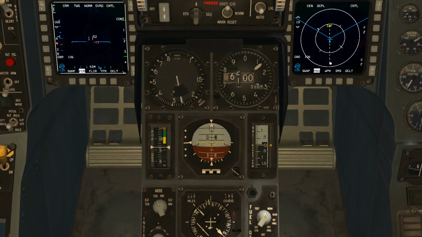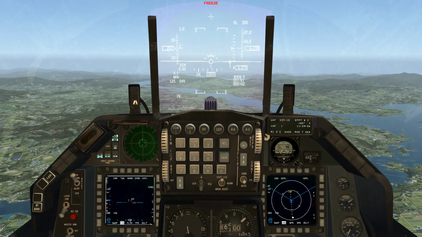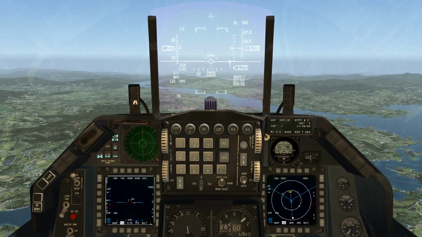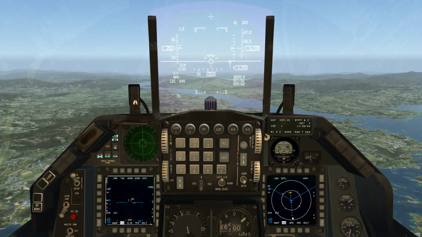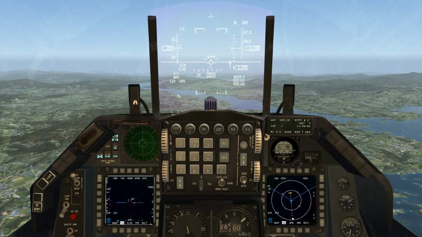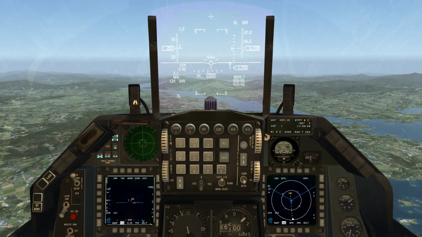Okay, let's see, where are we? We are at 9 miles. We're coming up on 10 miles. We're going to start our descent and turn at 11 miles. So it's going to get busy here. All we're doing is we're turning to put the head of the bearing pointer up on that left wingtip.